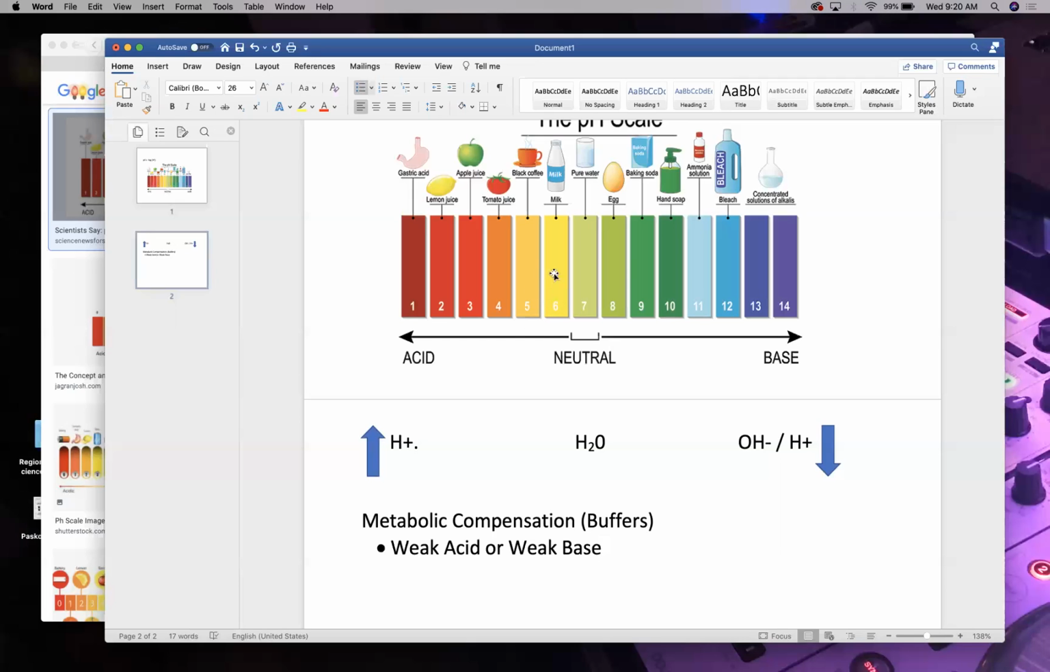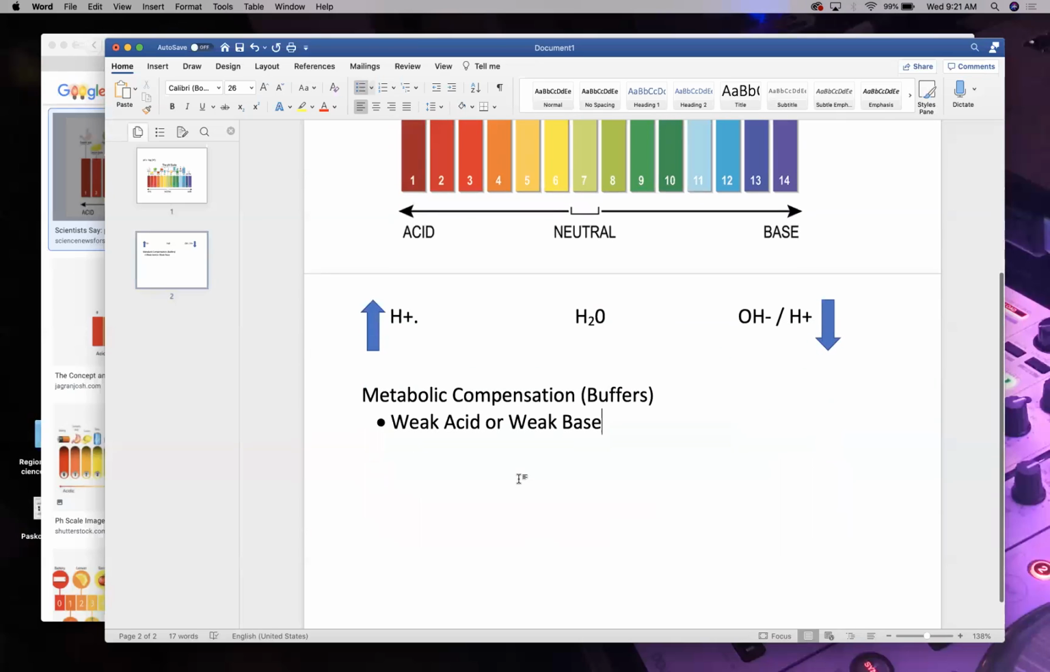Let's say, for example, I'm a little bit acidic, right? 5 or 6, I'm here. So my body's going to release a weak base. So I'll have way more hydroxide ions. And what's it going to do? That weak base or that buffer is going to go boop, boop, boop, and bring me back towards the middle. And that's homeostasis. Let's say I'm basic, my body's going to release a weak acid, and it's going to start going doot, doot, doot, and bring me back here in the middle. So that is metabolic compensation.